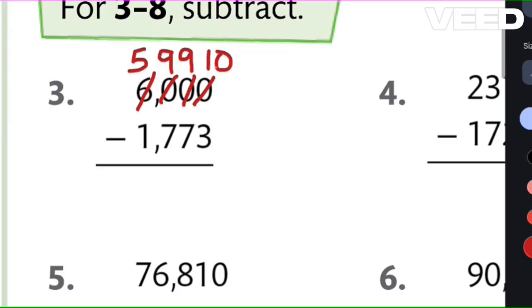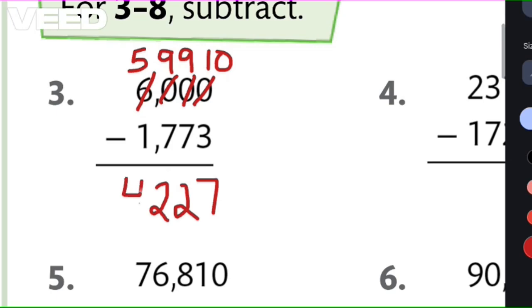10 minus 3 is what, class? 7, good. 9 minus 7 is 2, good. 9 minus 7 again is 2. And 5 minus 1 is 4.